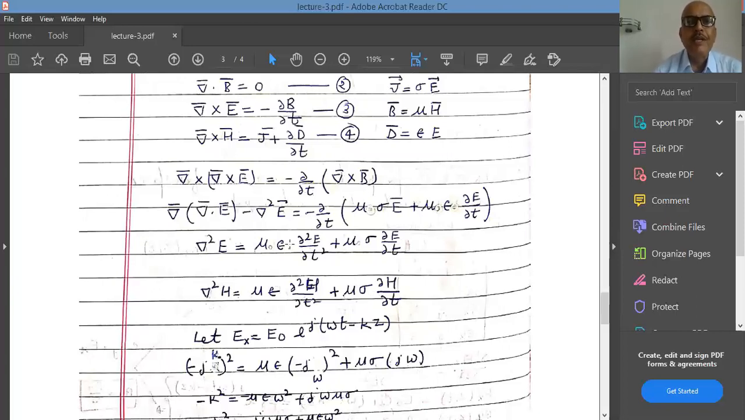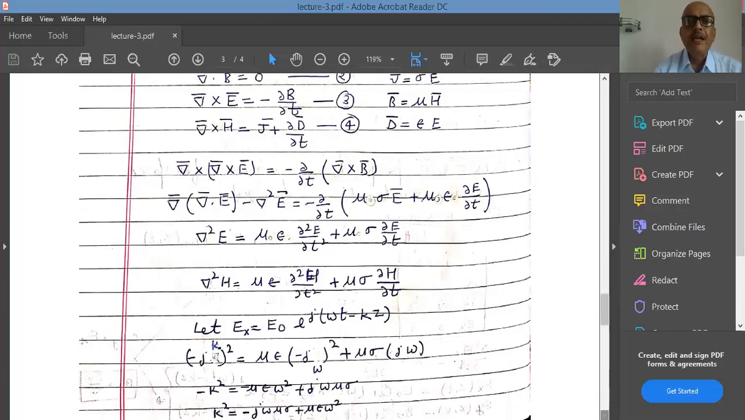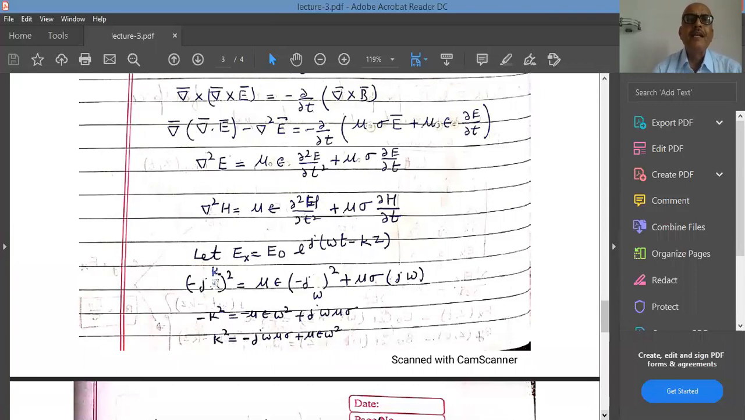Now, if you look at the equation, the first two terms of both the equations are similar to the wave equation. We have a perturbation term, that is the third term, mu sigma into del E over del t. So we will still assume a progressive wave, given by the equation of a progressive wave, that is Ex is equal to E0 e to the power of j into omega t minus kz. The similar wave propagation we have assumed is taking place through a conducting media also.